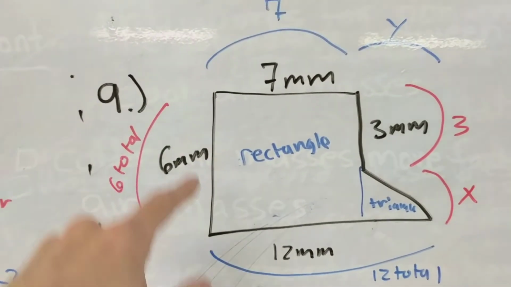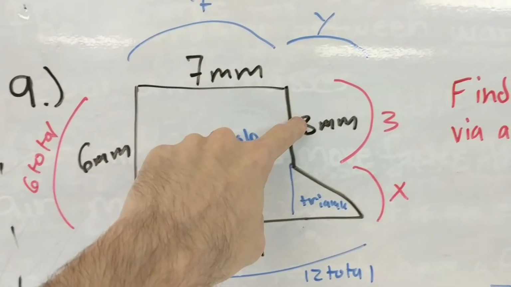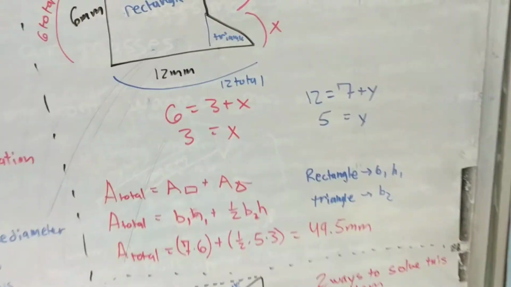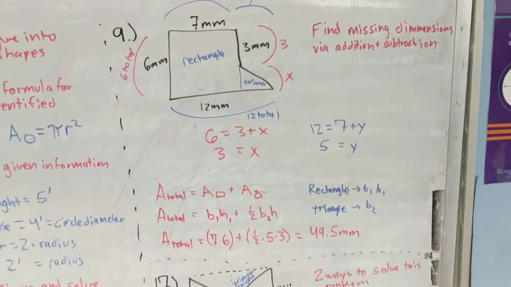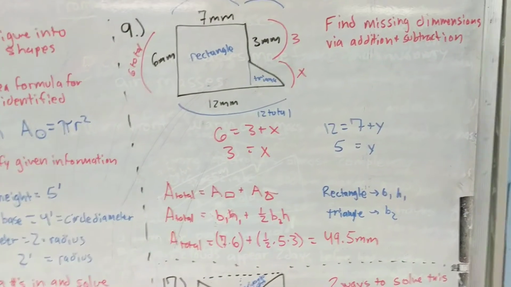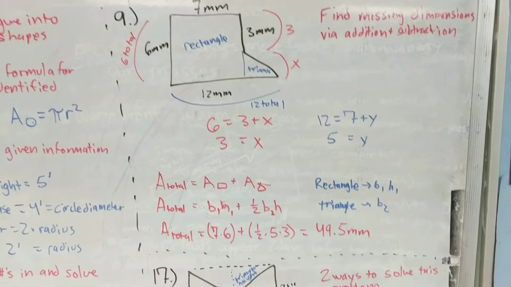We do the same thing for the triangle height. We have the total height, and the missing height. We set up our equation and we solve. You guys don't necessarily need to set up equations for this. If you can see it, just make sure you're recording it and looking at the figure correctly. So we take our information, we plug it into the formula, and we are good to go.